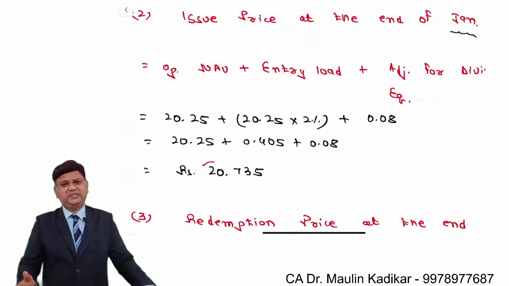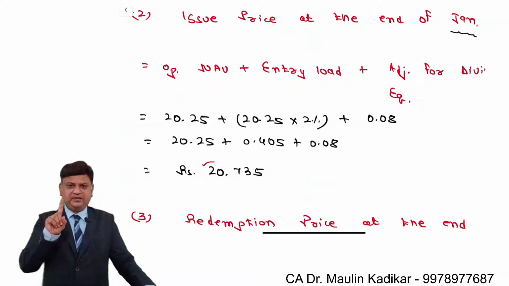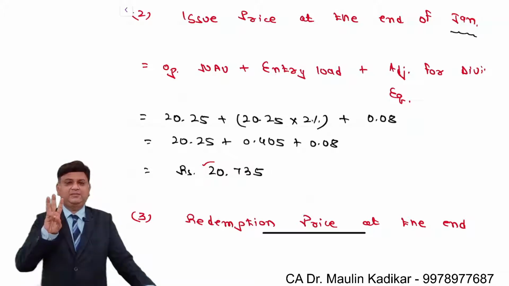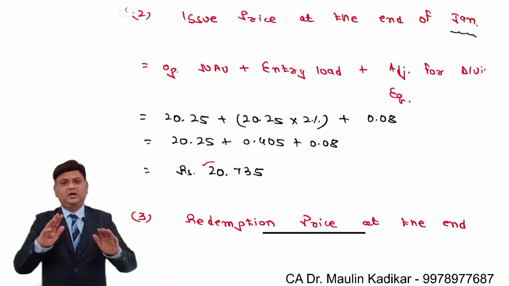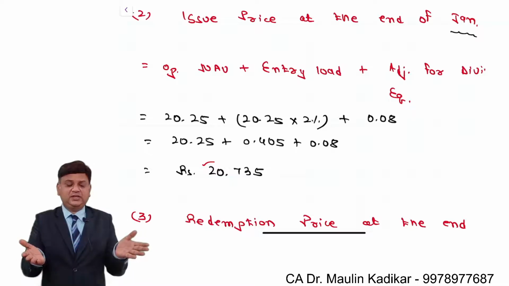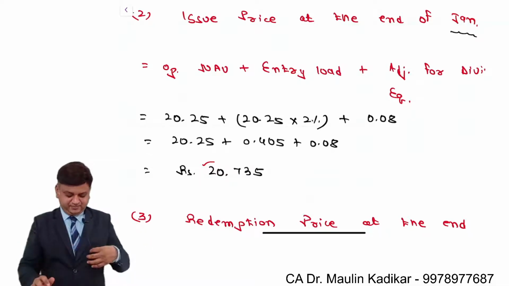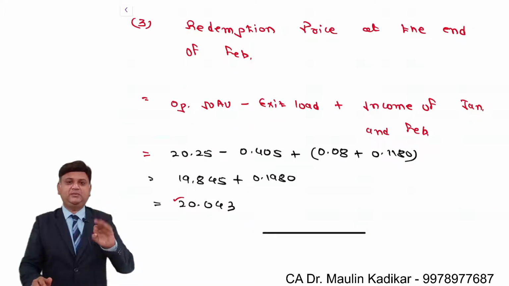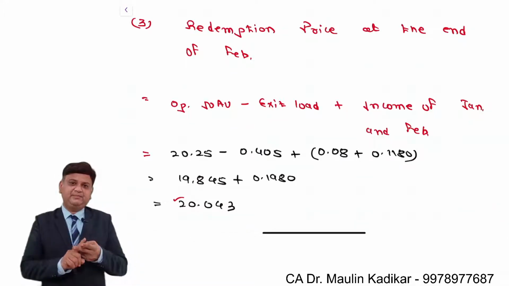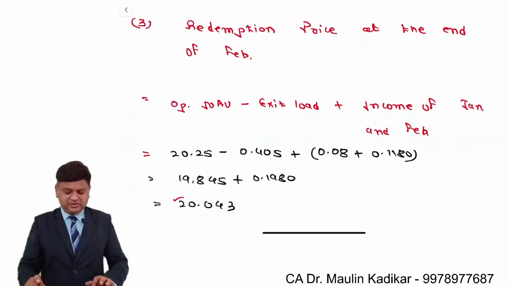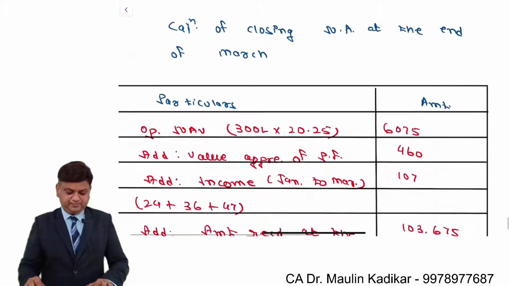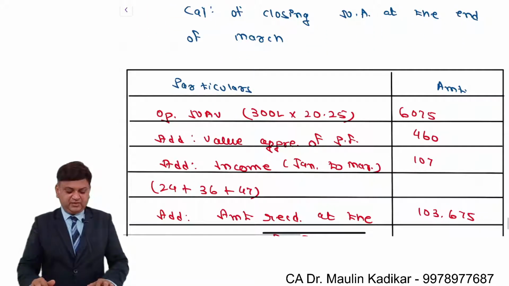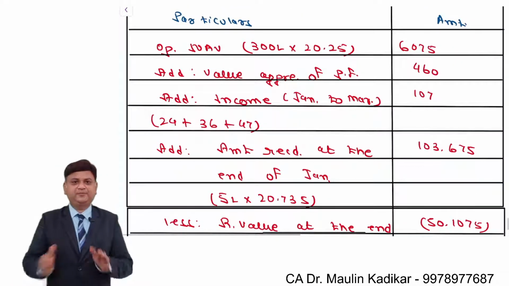Next is the issue price at the end of January, that is opening NAV plus entry load plus the amount to be compensated for the dividend, that is the income of the January month. Redemption price at the end of February, the same logic is applicable: opening NAV minus exit load plus income for January and February that is required to be compensated to them. Next is the closing NAV, that is the net asset at the end of March. This is a detailed working.